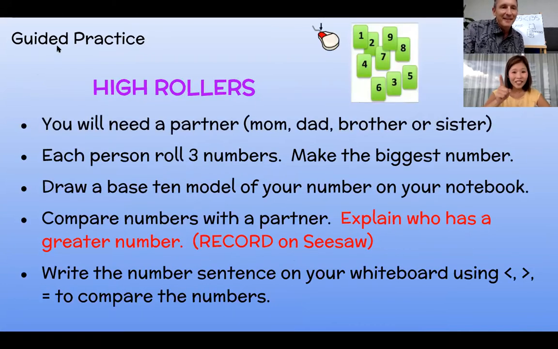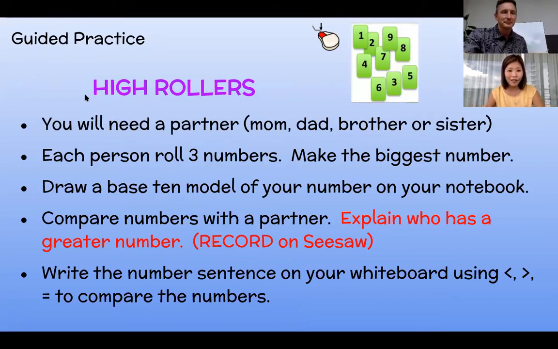I'm ready to play a game, Yuka. Yes, and you get to go and play a game with a partner. You can play with your mom, your dad, or brother or sister. And we're going to model for you how to play this game called High Rollers. This game will let you practice how to compare two 3-digit numbers in a really fun way. So I'm going to be playing the game with Mr. Regan. And if you have cards, you can use the cards from 1 to 9.